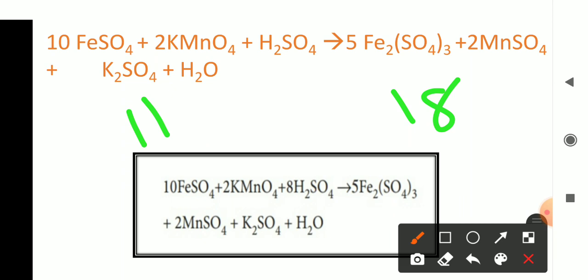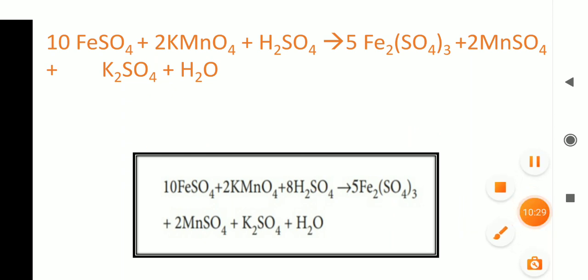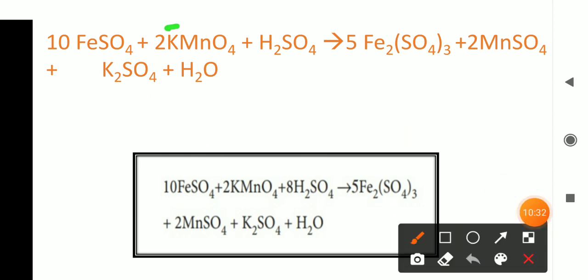Let it be. Then let us balance the next atom, potassium. Look at the potassium. How many potassiums do we have on the reactant side? 2 potassiums. On the product side, how many potassiums do we have? 2 potassiums. So potassium is balanced. Manganese is already balanced. Now what do we have to do? We have to increase the number of sulfurs.